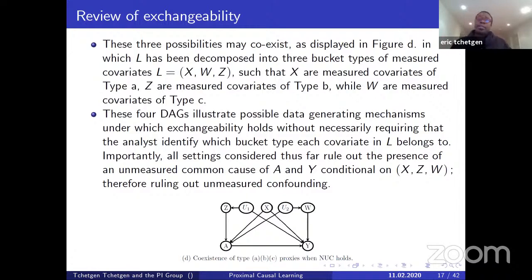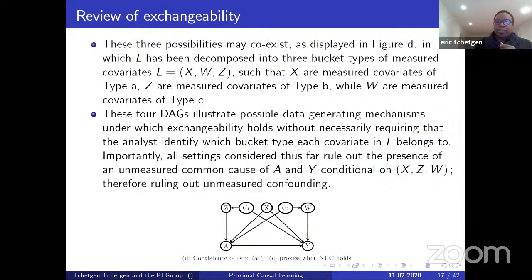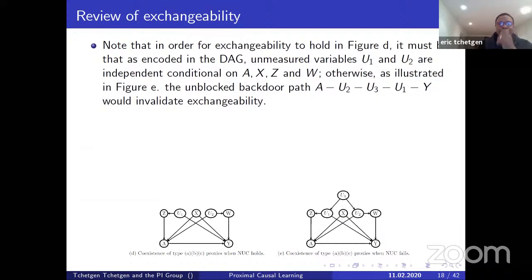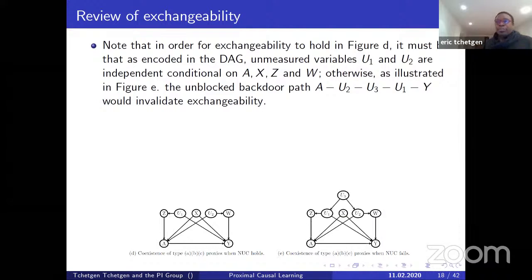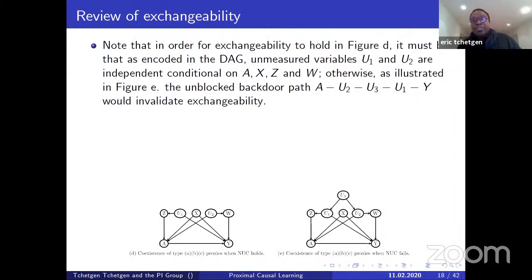Importantly, all settings considered thus far rule out the presence of unmeasured confounding conditional on Z, X, and W. And so we don't really care which bucket type any variable might be in. But if we're willing to rule out unmeasured confounding conditional on L, we can ignore all of these graphs. When are these graphs ever helpful? Well, note that in order for exchangeability to hold in figure D, the most complicated figure I've presented so far, it must be that, as encoded in the DAG, unmeasured variables U1 and U2 are independent conditional on A, X, and Z.